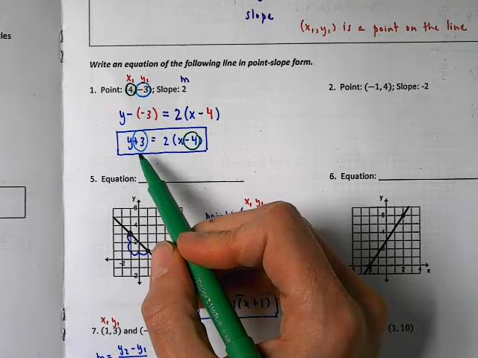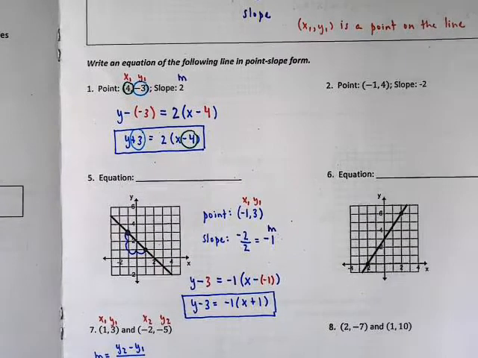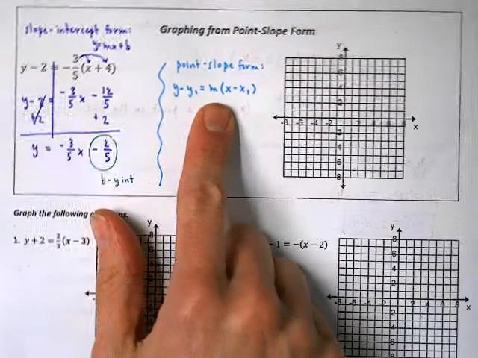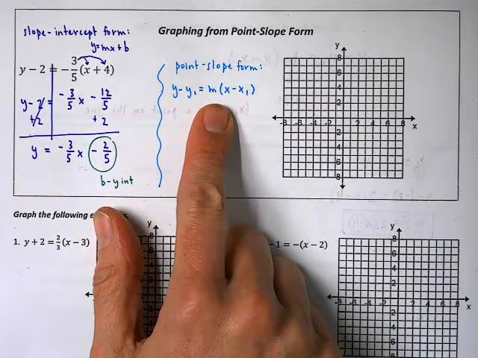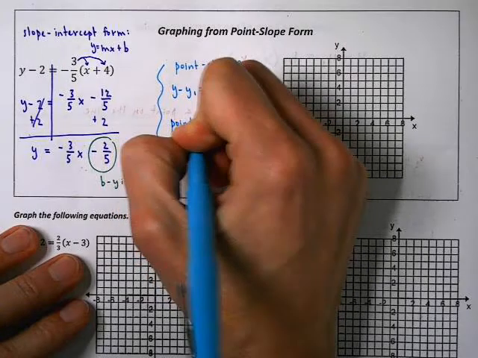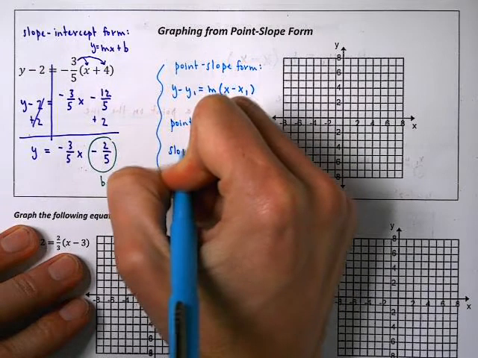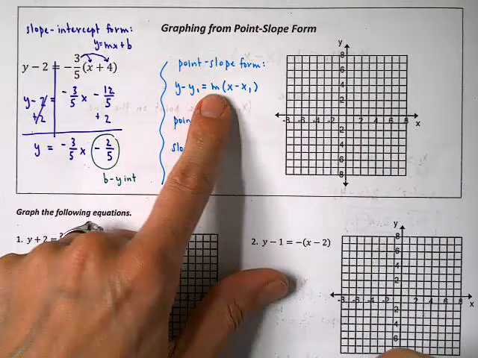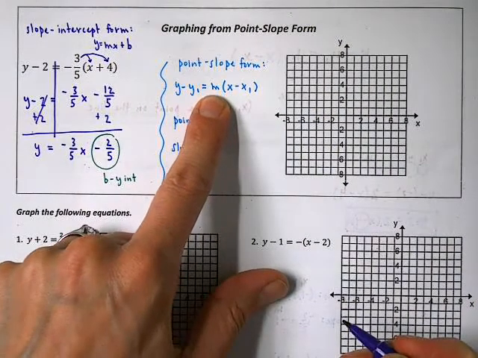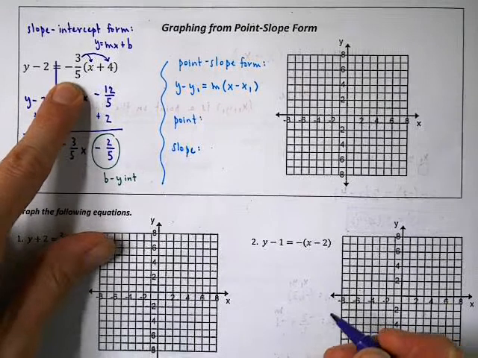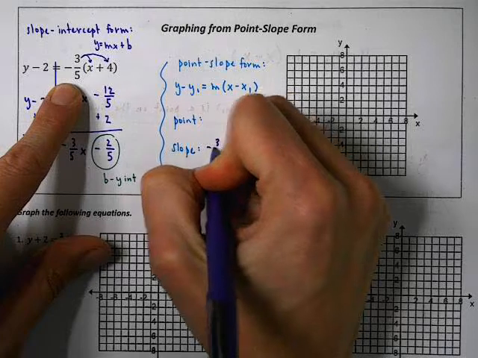So let's take a look back at what that means for us now. If I know this is point-slope form, I'm looking to get out of here a point and a slope. Well, the slope is the easy part. We know the slope is our m, what's in front of our parentheses. So in our case, our slope is -3/5.